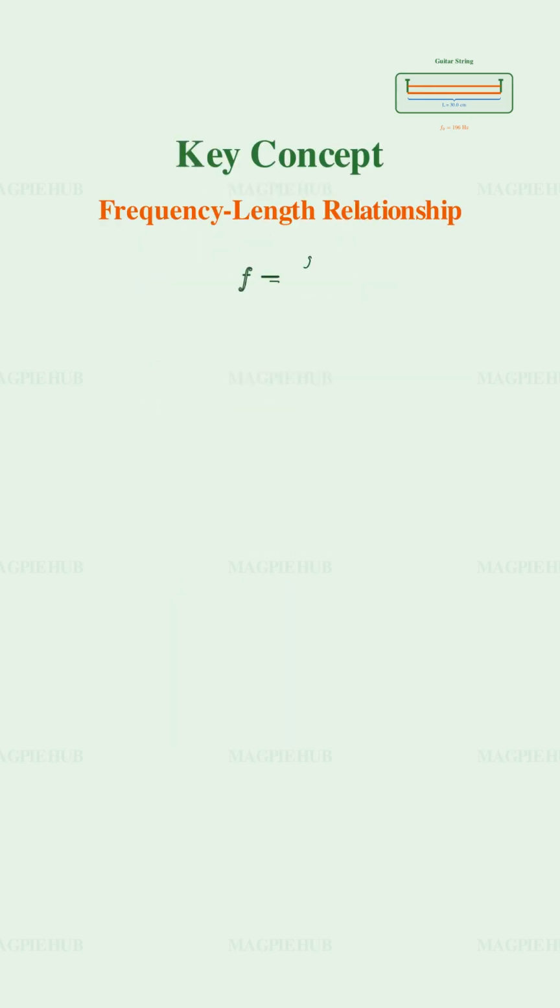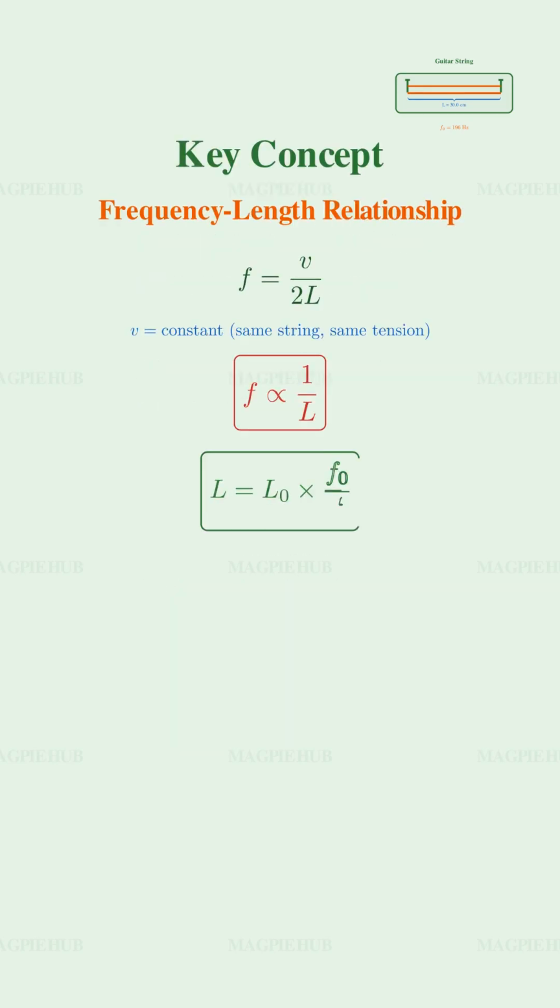The key concept is the relationship between frequency and vibrating length for a string fixed at both ends. The fundamental frequency is wave speed V divided by 2 times the length L. Since the tension and linear mass density stay the same, the wave speed V is constant. So frequency is inversely proportional to length. We can write new length L equals the original length L0 times the ratio of original frequency to new frequency.